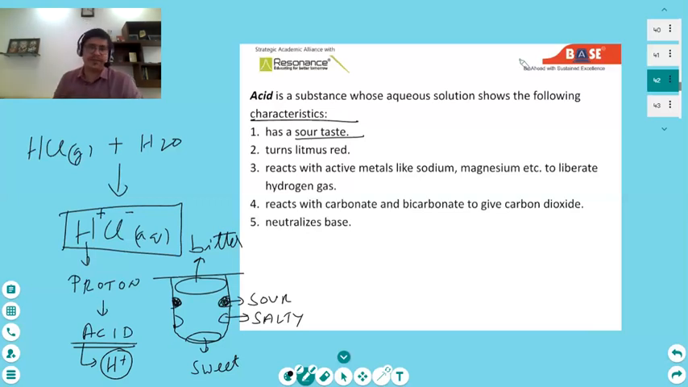Same thing goes with the bases also. Next is acid turns litmus blue. Now, generally we get confused, so I teach my kids like this.